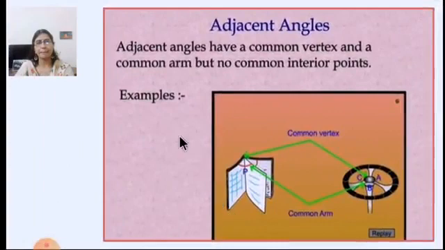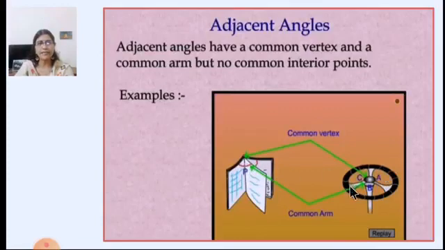Now these are examples of objects which we see in our daily life. You can see a book and the steering wheel of a car, which form adjacent angles. They have a common vertex and a common arm, but no common interior points. Let us see this. This is a book. When you open the book, you can see the page, and adjacent angles are formed here. Two adjacent angles can be seen. This is the common vertex and this is the common arm, or common side, to both these angles.